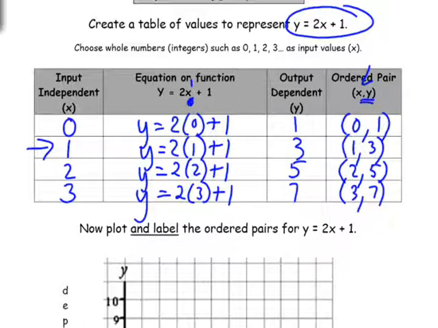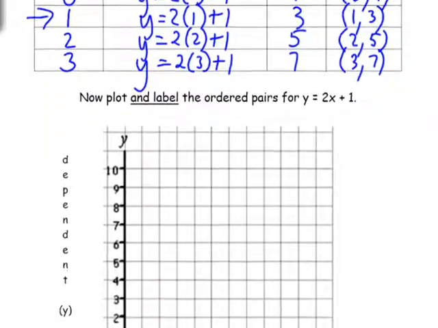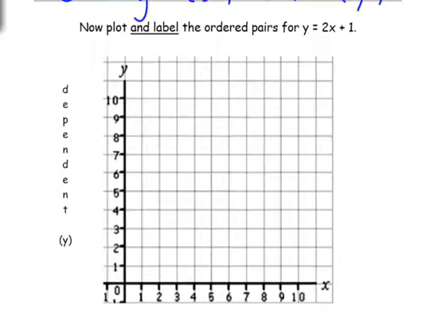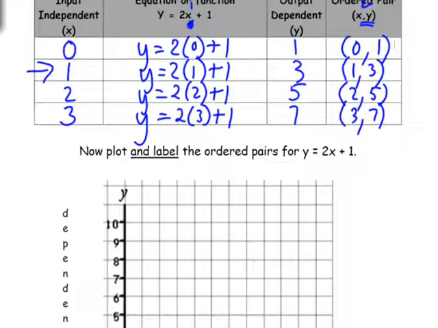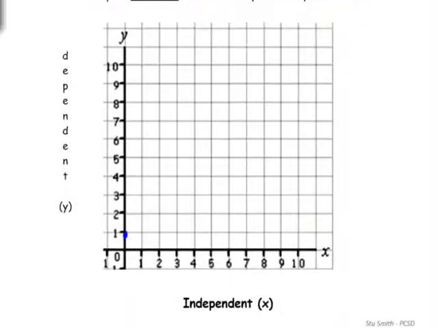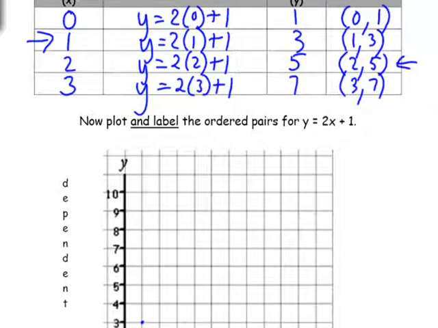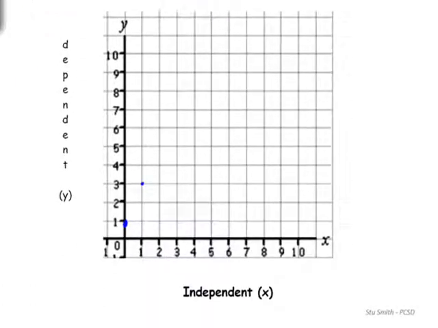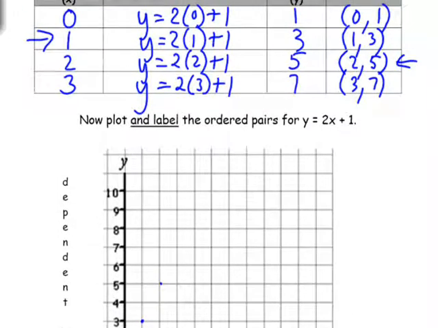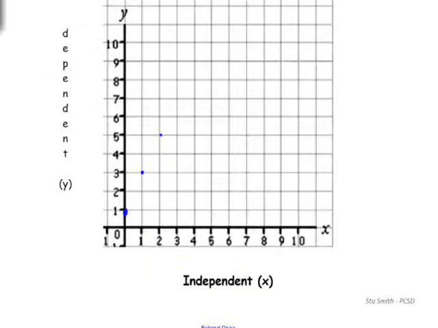I'm going to quickly graph these. So 0, 1 is our first point. Run 0, jump 1. And then 1, 3. Run 1, jump 3. And then I'm going to plot the next point right here, 2, 5. So I'm going to run 2, jump 5. And last but not least, 3, 7. So I'm going to run 3, jump 7.